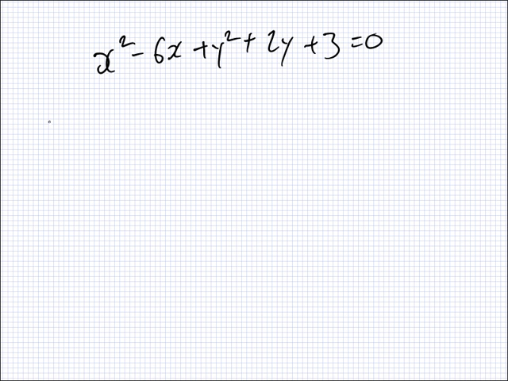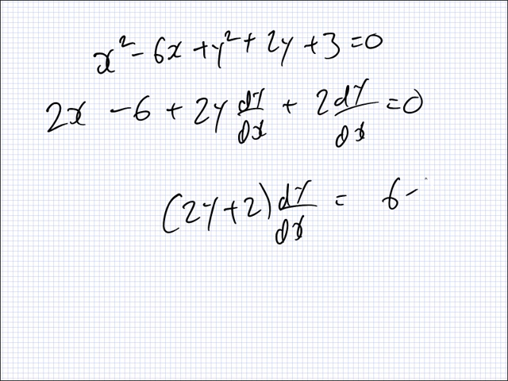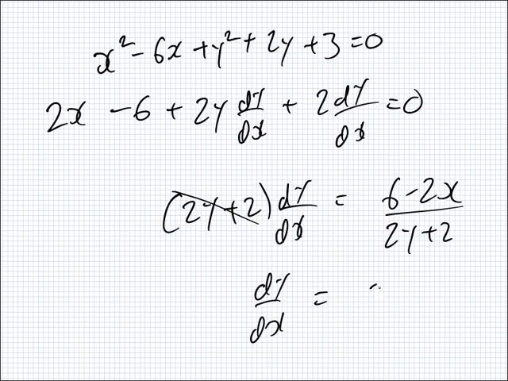What's the derivative of x squared? 2x. 2x minus 6 plus 2y dy/dx plus 2 dy/dx equals 0. You can change this into 2y plus 2 dy/dx equals 6 minus 2x. So 2y plus 2 goes down. I'll divide everything by 2. 3 minus x over y plus 1. Yeah, but I said what's its value when x is 6?